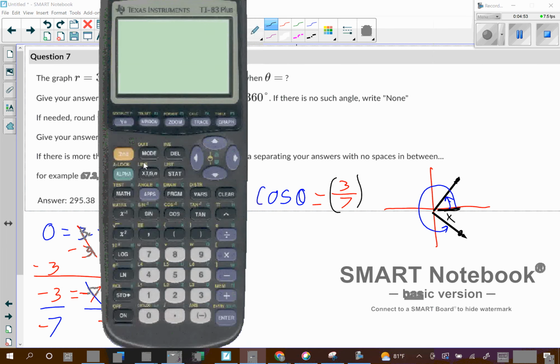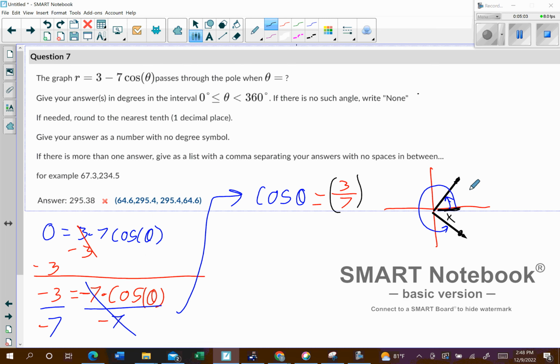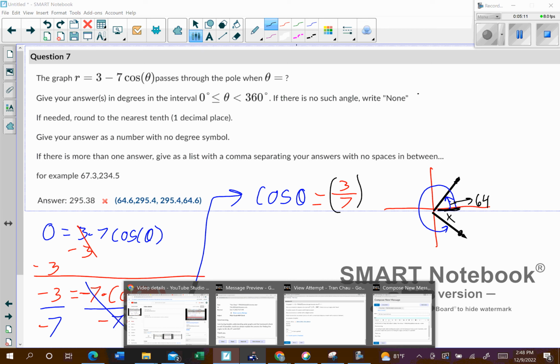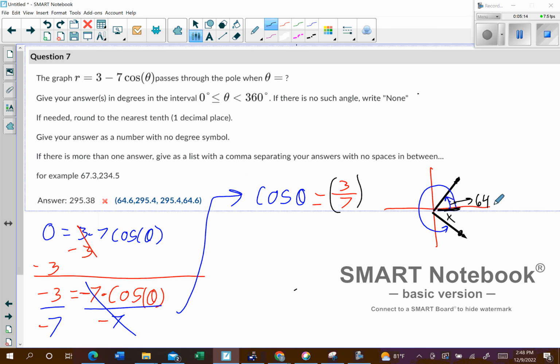Let's see. Take the inverse of 3/7. And so we get 64.2. So that would be this inside angle right here. So 64, what do we say? 64.6, yes. Okay, so that's the first angle.